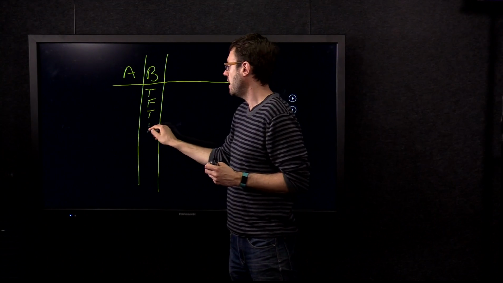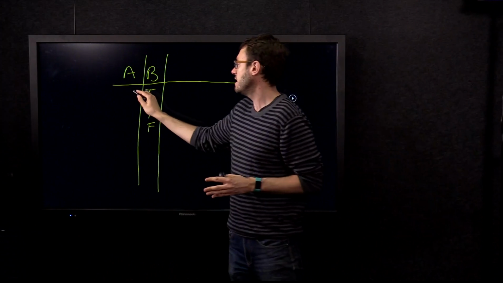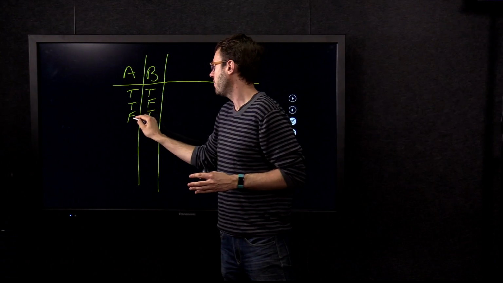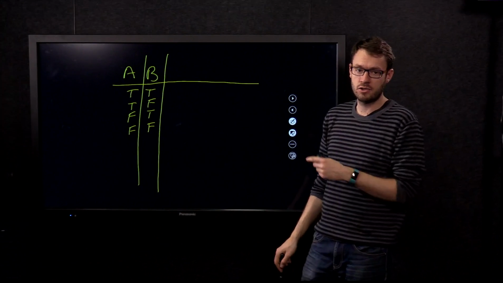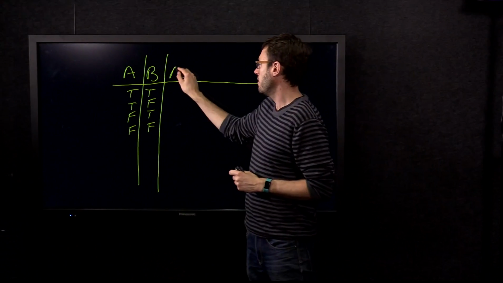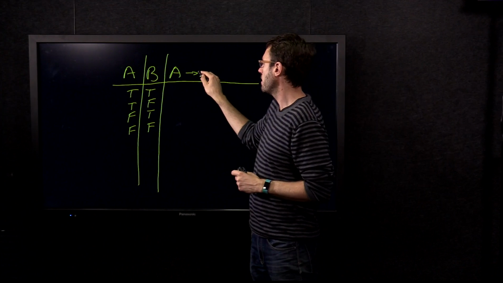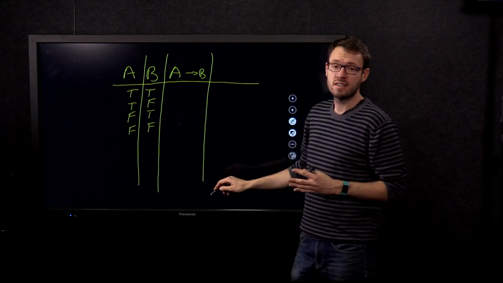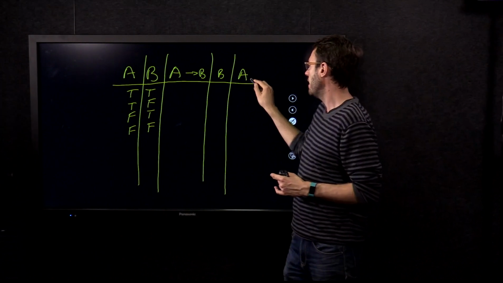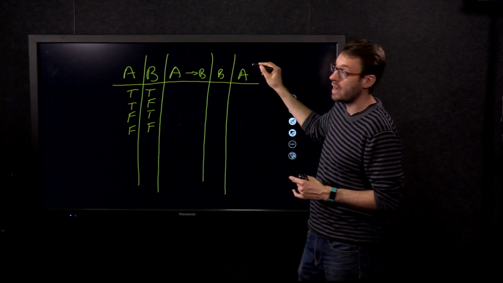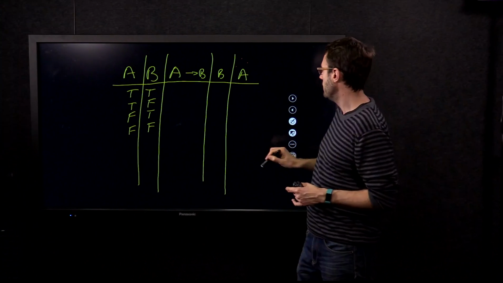TF, TF for B, and then TT, FF for A. And now we're going to put each of our premises into the truth table for this argument, and then our conclusion as well. So the first premise is if A, then B. Second premise is B, and then the conclusion is A. And we can mark up our conclusion again with our 3 red dots.